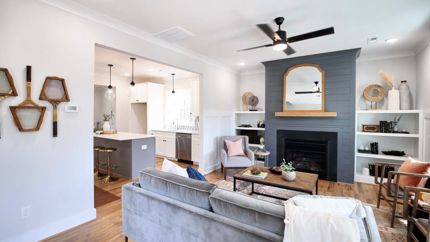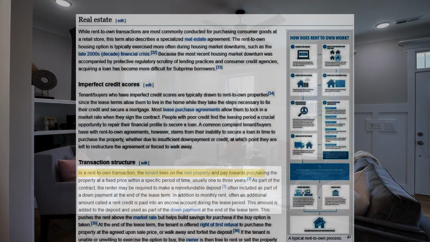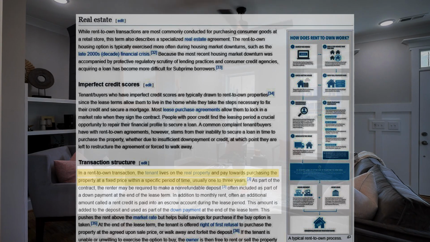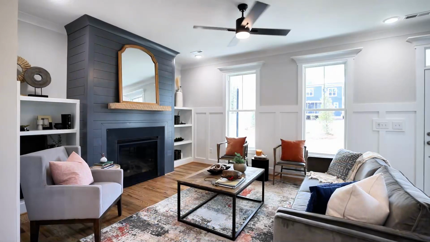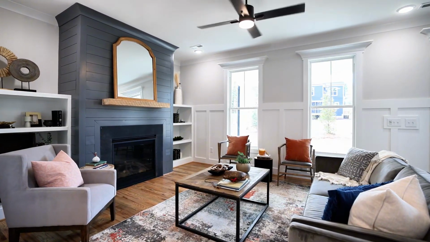You can even opt for a rent-to-own setup. In a rent-to-own transaction, the tenant pays towards purchasing the property at a fixed price within a specific period of time, where every payment you make goes toward owning the property, all starting with minimal savings and low-interest loans.